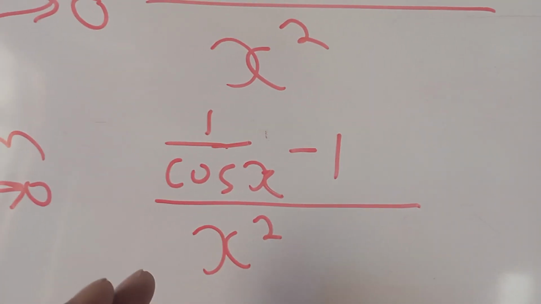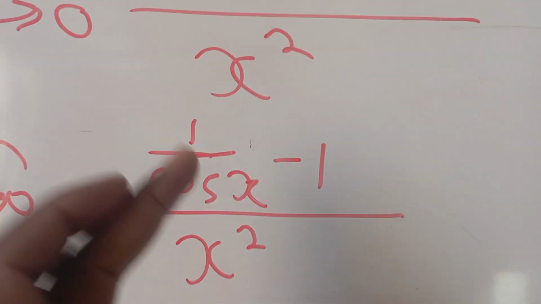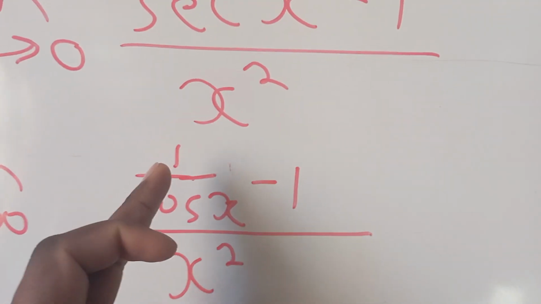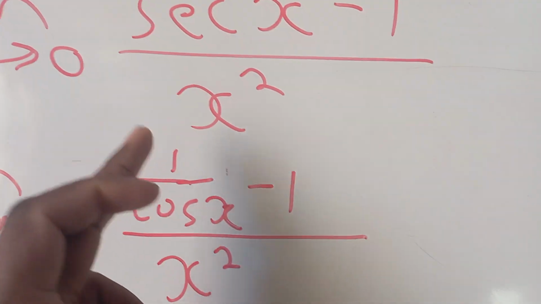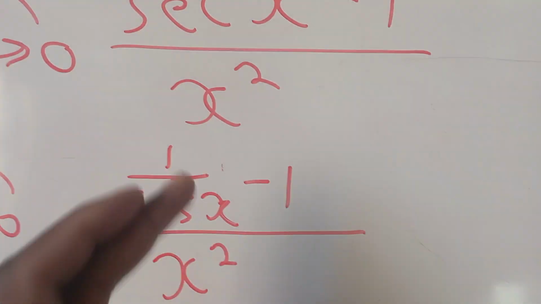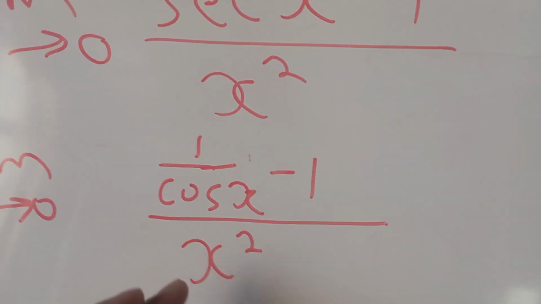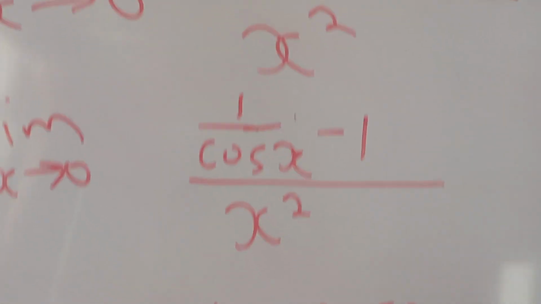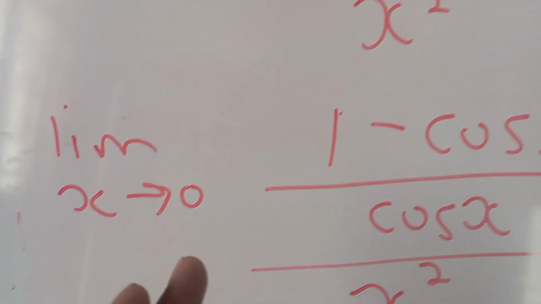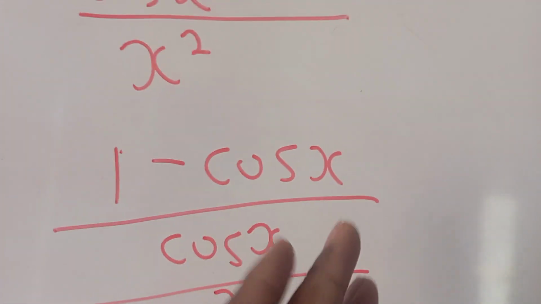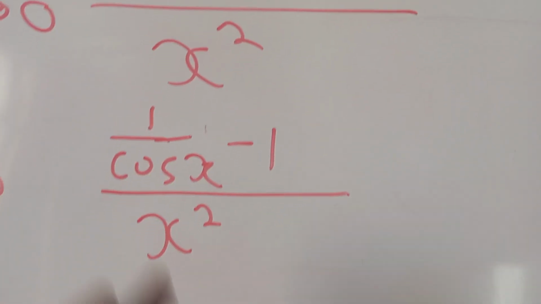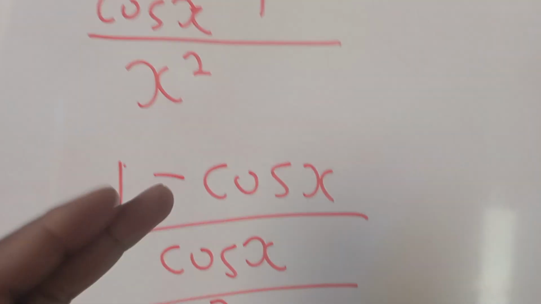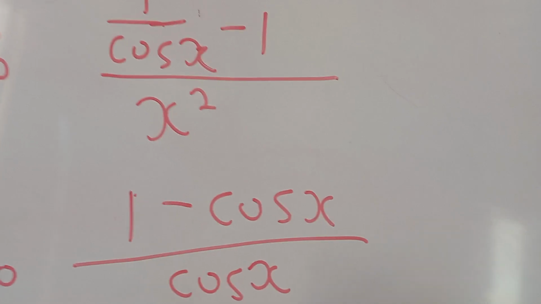Then we're going to do our multiplication. We're going to say cos x times 1 and then minus 1, right? We will have 1 minus cos x all over cos x all over x squared as our third step. The limit as x approaches 0, we have 1 minus cos x all over cos x. It's like we have converted 1 over cos x minus 1 into 1 minus cos x all over cos x.